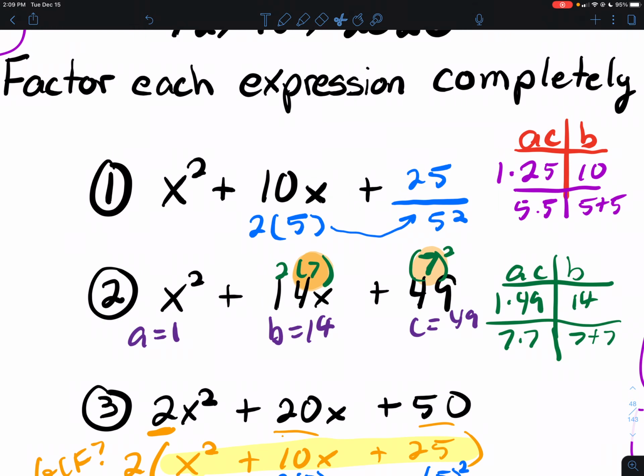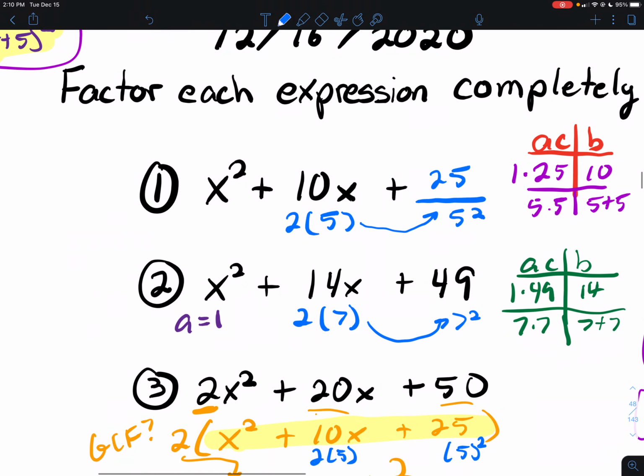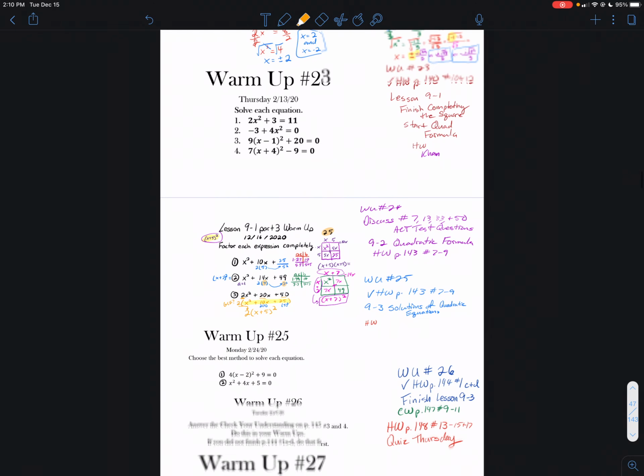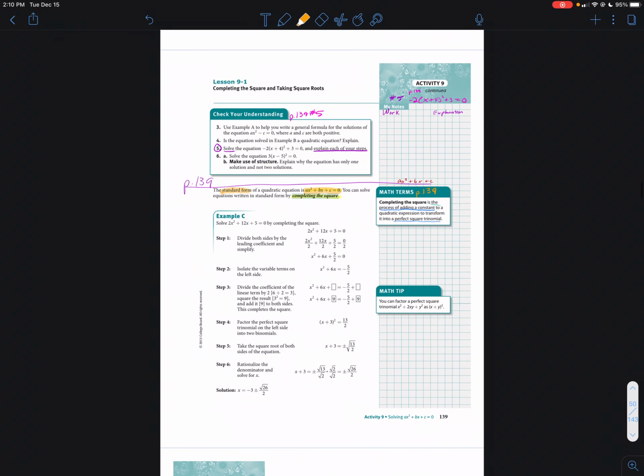And that works for the next one too. If I took the 14 and divided it by 2, we'd get 7, and then if I squared the 7, that would give me 49. And this factors into x plus 7 squared. So the 7 is in the middle being doubled and at the end being squared. This is the pattern that we're using. So keep that in mind as I work through the examples for today.